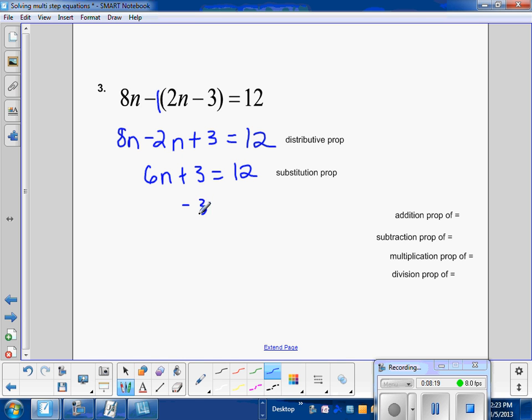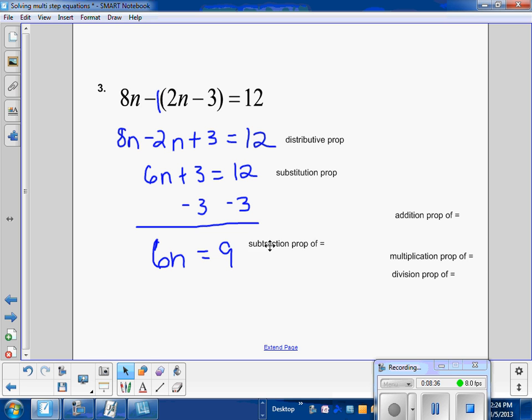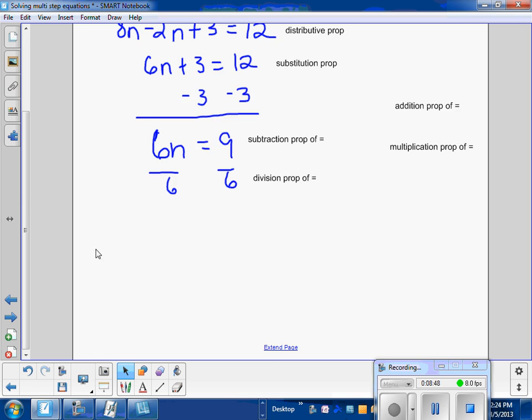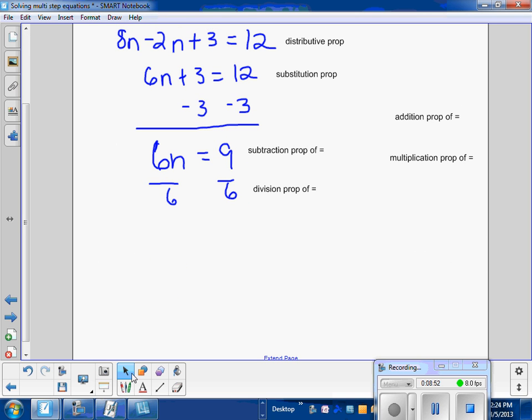I'll now continue by subtracting 3 on both sides. So that's an example of the subtraction property. And now I'm dividing by 6. So that is the division property. So n equals 9/6. We can keep it as an improper fraction, but we certainly want to reduce that. So 3 goes into both of those. So 3/2 would be your answer.